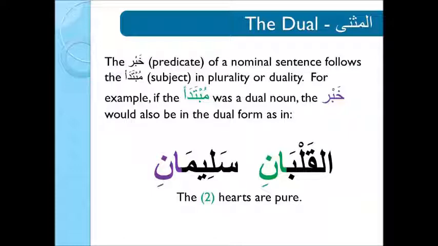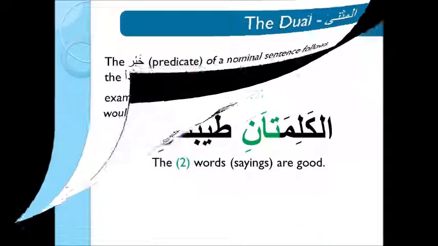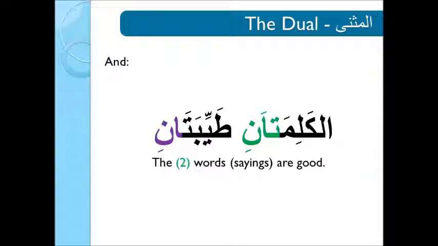For example, if the مبتدا was a dual noun, the خبر would also be in the dual form, as in القلبان سليمان, the 2 hearts are pure, and الكلمتان طيبان, the 2 words or sayings are good.